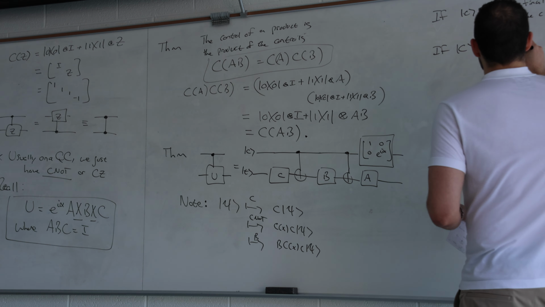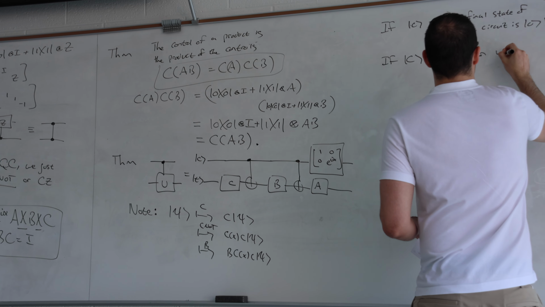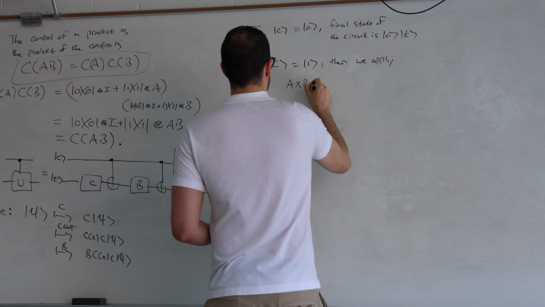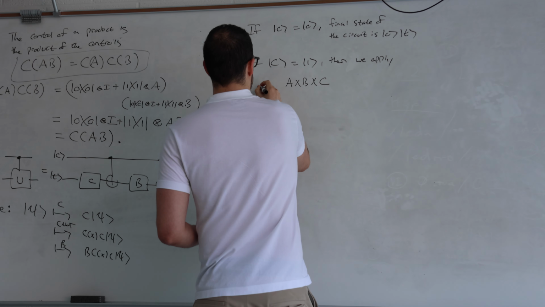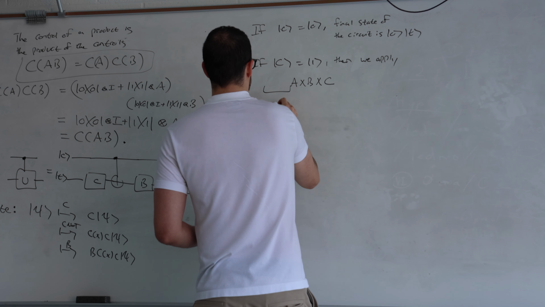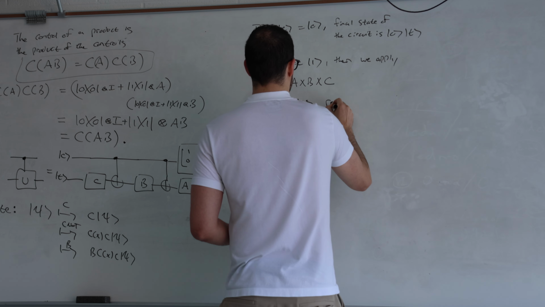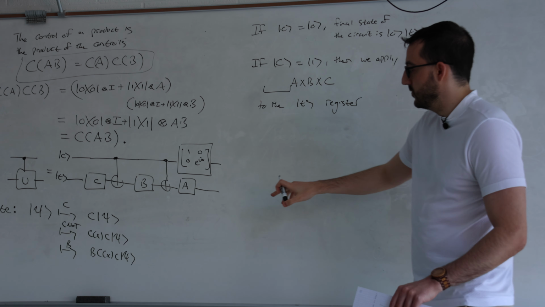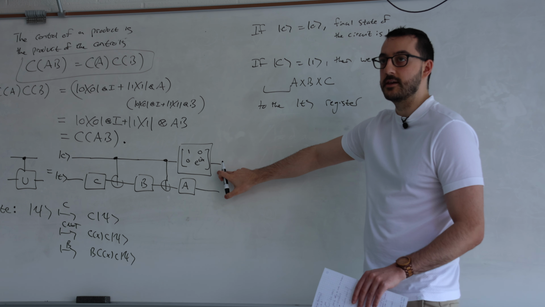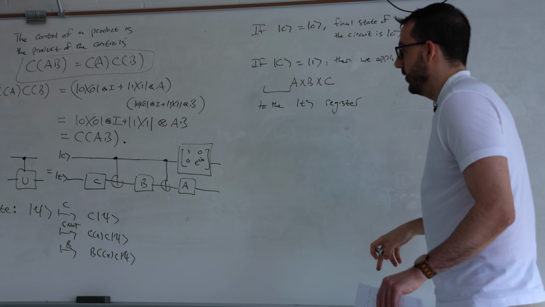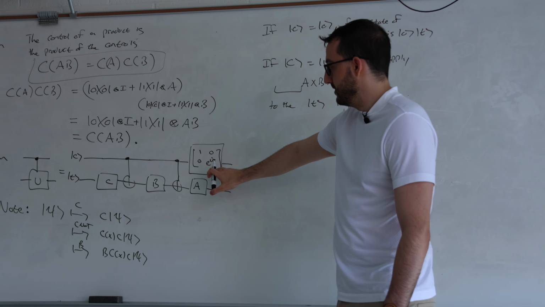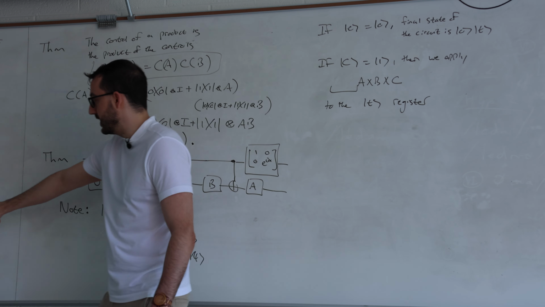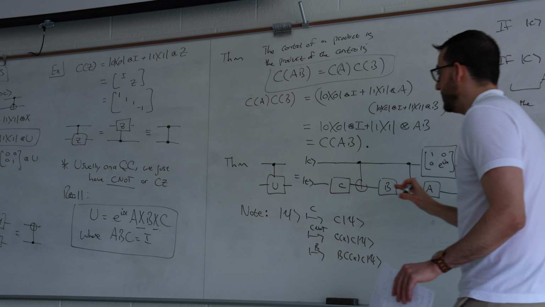So if C is equal to 1, then we apply A, X, B, X, C, and then leave a note here to the target register T. And then the only thing that we have left is what exactly is going on with this single qubit rotation in the top right. Well, this is actually the controlled e to the i alpha gate. So let me show you why that is.